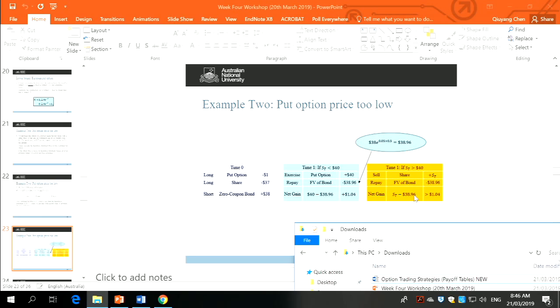And this time we will be making a profit that's larger than $1.04. The reason is because the share price in this situation is larger than 40, right? So we are making a profit that's greater than $1.04. So what this strategy earns us is a profit of at least $1.04 and sometimes bigger. Any questions? Yes.